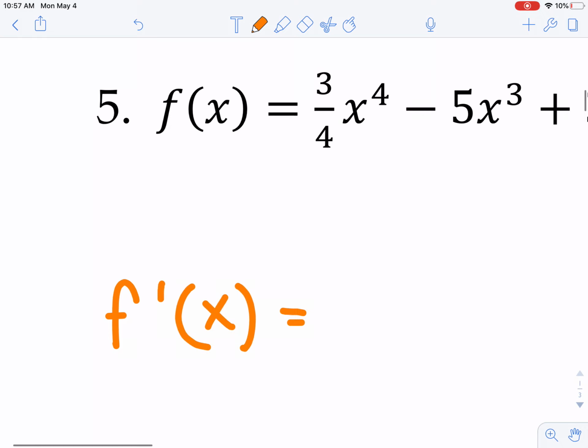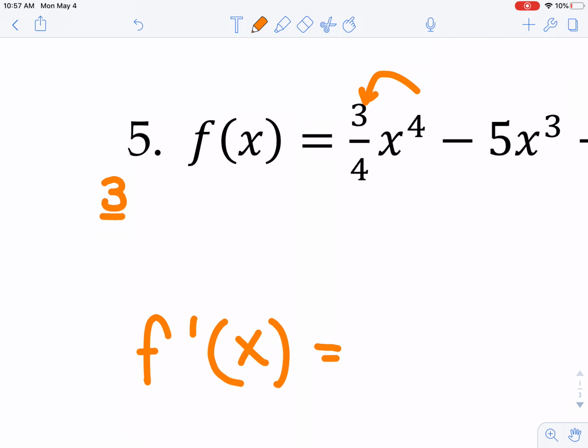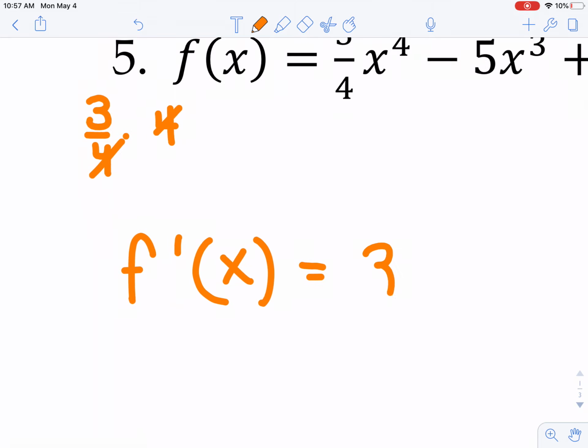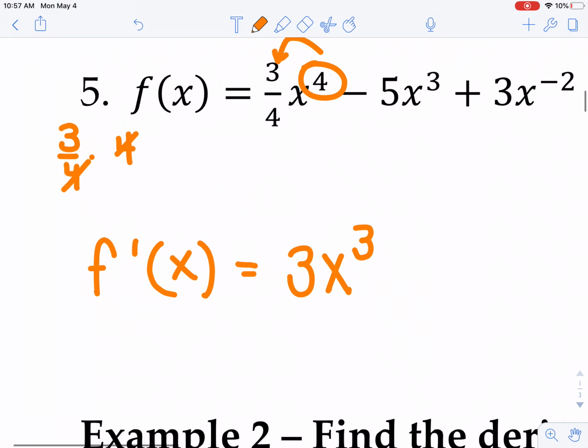So when I find the derivative, I'm going to drop this 4 down. 3/4 times 4. You could use your calculator for that if you're not confident doing it in your head. But really, these 4's just cancel out, right? So that's just going to be a 3x to the 3rd power, because the power drops down by 1. The next term will be minus 15x squared.